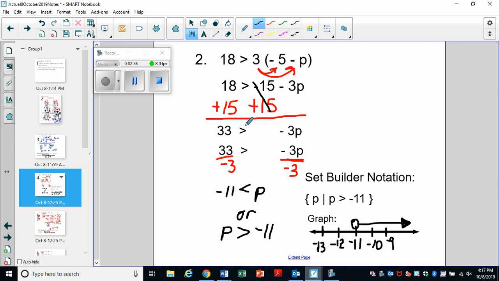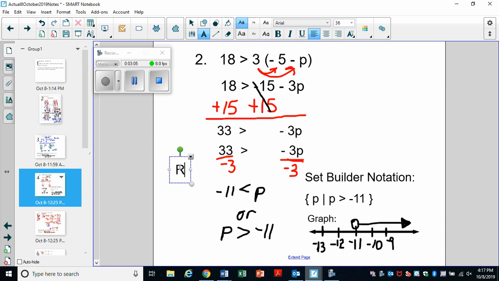And in the end, you wind up with just negative 3p. So 33 is greater than negative 3p. I got ahead of myself because now when we divide both sides by negative 3, of course, the inequality switches direction. So you need to remember to switch the direction as we divide it by a negative.